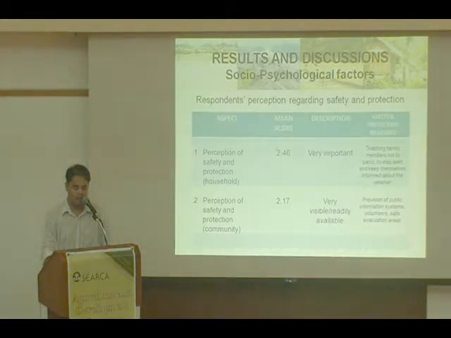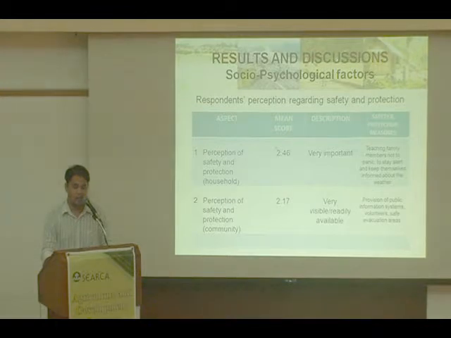In terms of social psychological factors, when the respondents' perception regarding safety and protection was asked, they said that this is very important, particularly in terms of the household. And safety and protection of members in the household would include teaching family members not to panic, to stay alert, and keep themselves informed about the weather. On the other hand, in the community, the perceived safety and protection was also visible or readily available, such as provision of public information systems. However, when I tried to inquire about these public information systems, these are only information coming from the local barangay officials.